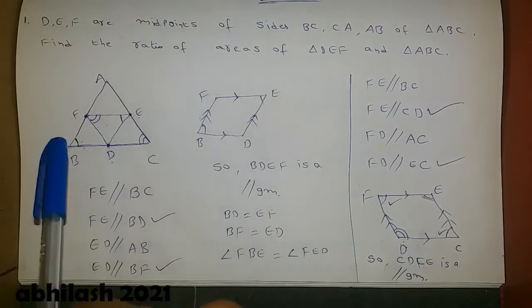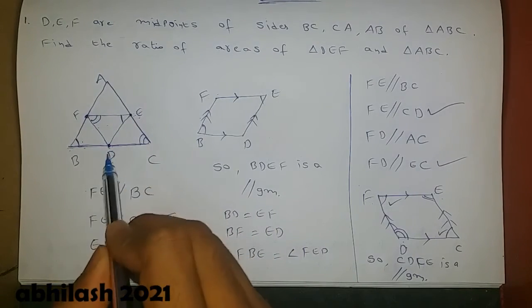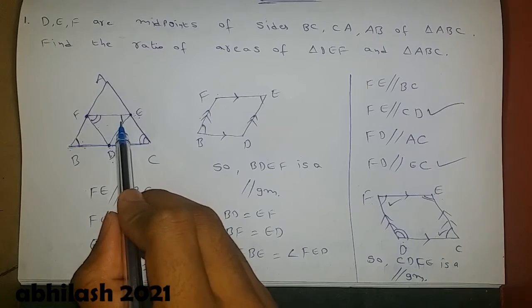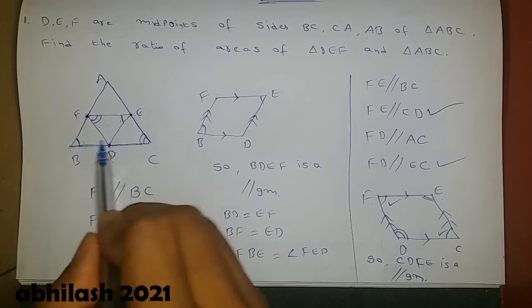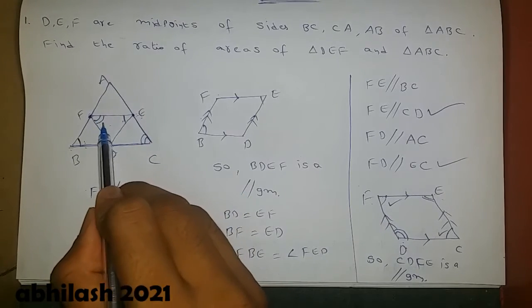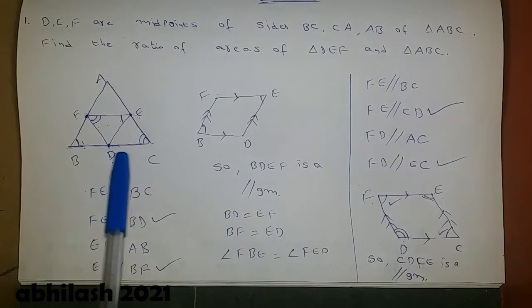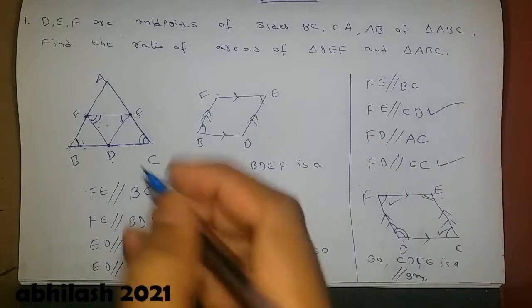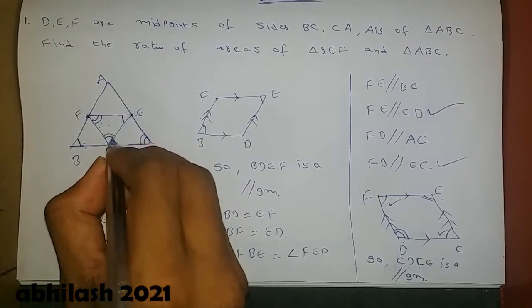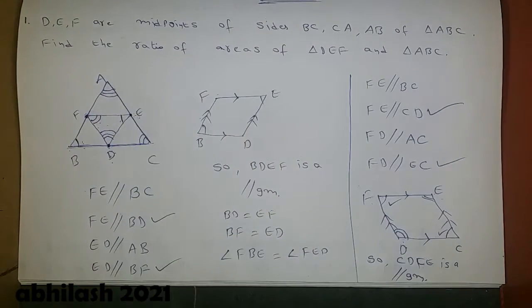Now if we observe this total figure clearly, angle FED, this smaller one, is equal to angle FBD. This angle is equal to this angle. Next, angle EFD is equal to angle DCE. This angle is equal to this angle. So two angles are equal to each other, which means obviously the third angle is also equal. So this angle is equal to this angle. All three corresponding angles are equal to each other.